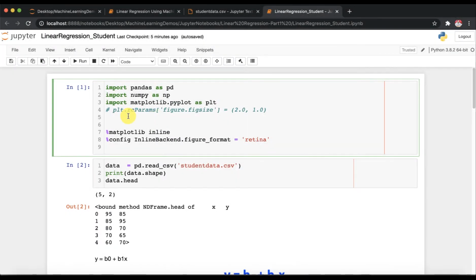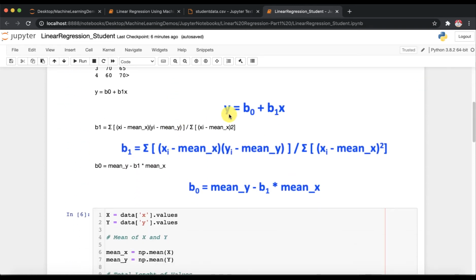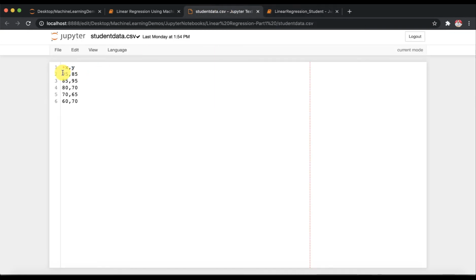In continuation with our previous video, in that video I explained the theoretical example with the use of some mathematical formulas like this. We calculated the coefficients b0 and b1, and we also calculated the predicted value of y. In that example I used this particular data set. It's a very small data set, right? We have two variables x and y. X is the score secured by the student, and y is the grade secured by the student.